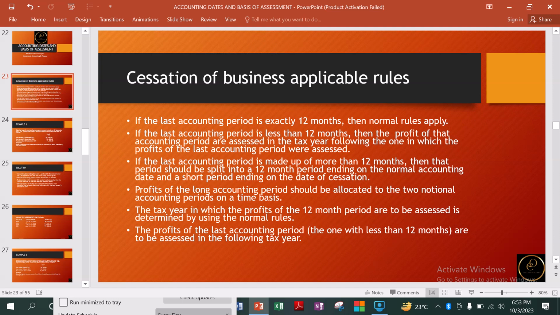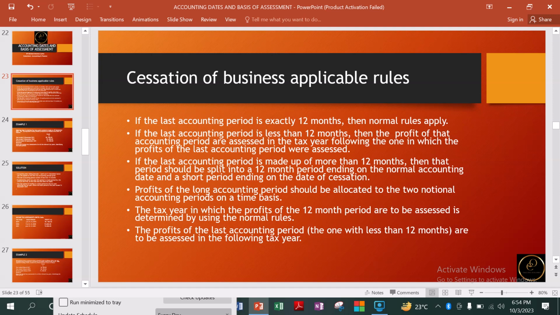The next point to note is that profit of the long accounting period should be allocated to the two notional accounting periods on a time basis. This is just as before, when I told you that once you have split the accounting period into two notional periods, equally the profits for that particular charge year need to be apportioned to the two notional periods on the time basis, and I did demonstrate how that is done.